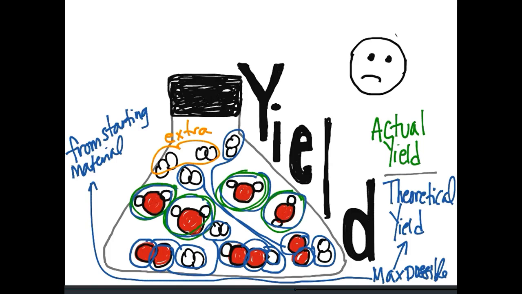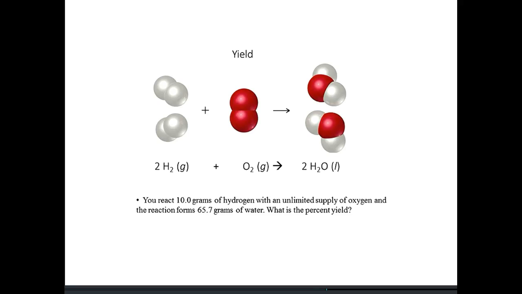So if I add them all up, 4 actual and 10 theoretical gives me a yield of 40%, which isn't really that great. And we're going to move on, and we're going to do this practice problem where we have 10 grams of hydrogen and an unlimited supply of oxygen. And we're going to form 65.7 grams of water and figure out what the yield is from that.